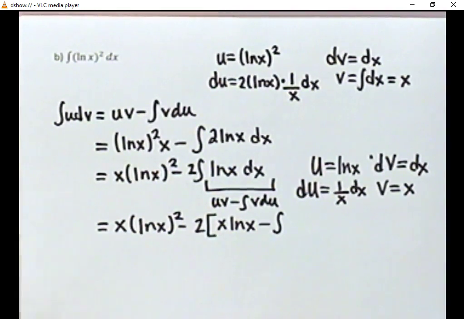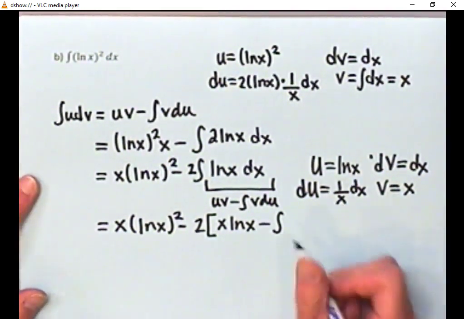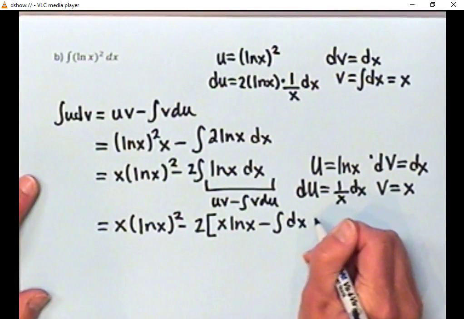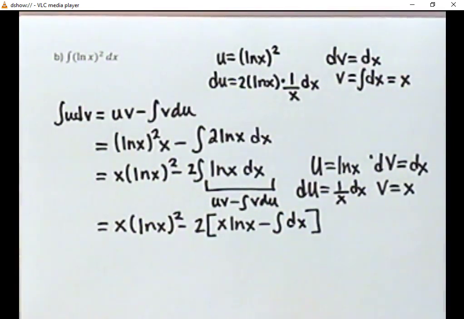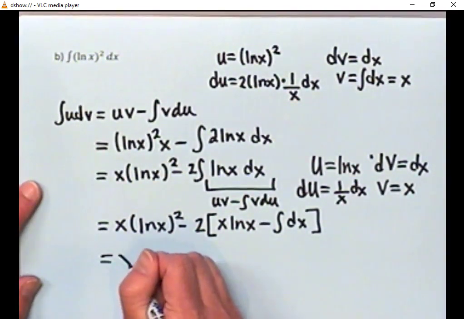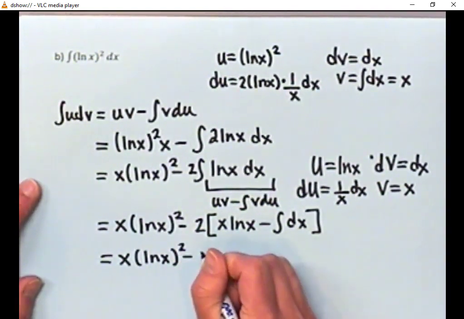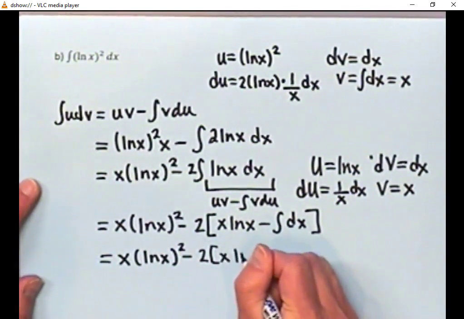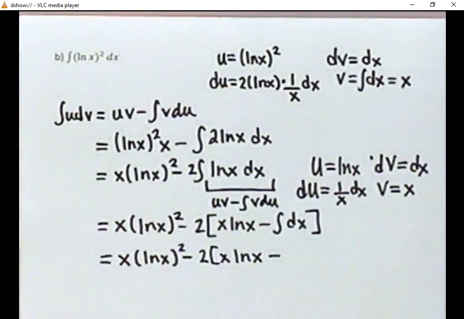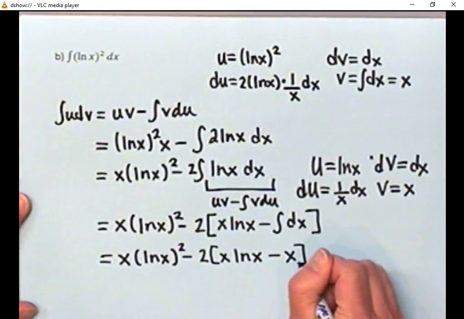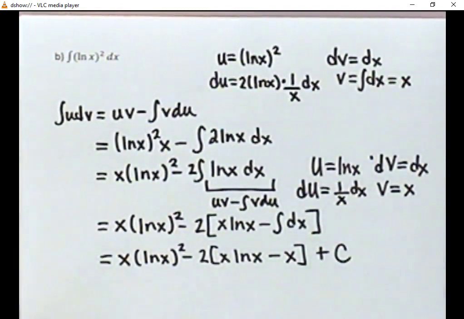Yeah, because the x's cancel again. So x times 1 over x will just be a 1 dx. And that is very easy to integrate, so we should be able to finish this off. So good. So x times 1 over x, those cancel. So we'll have x ln of x squared minus 2 times x ln of x minus the integral of dx, which is just what? x. And then we'll put at the very end our plus c.